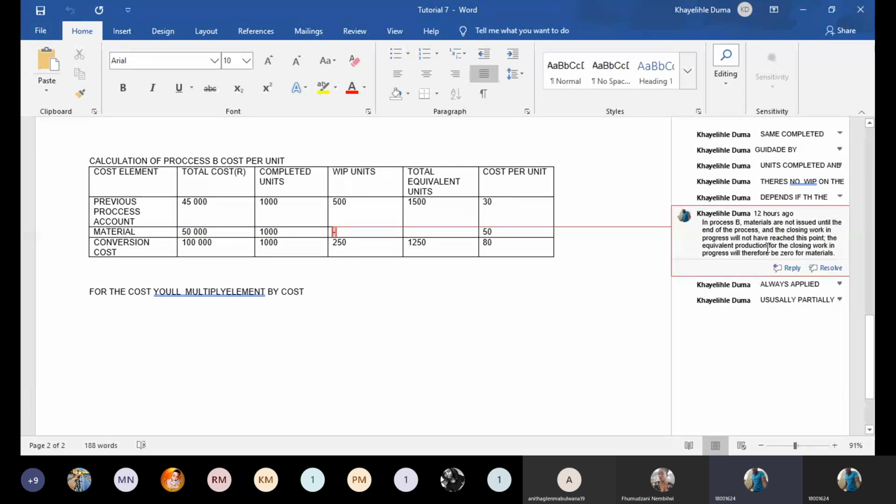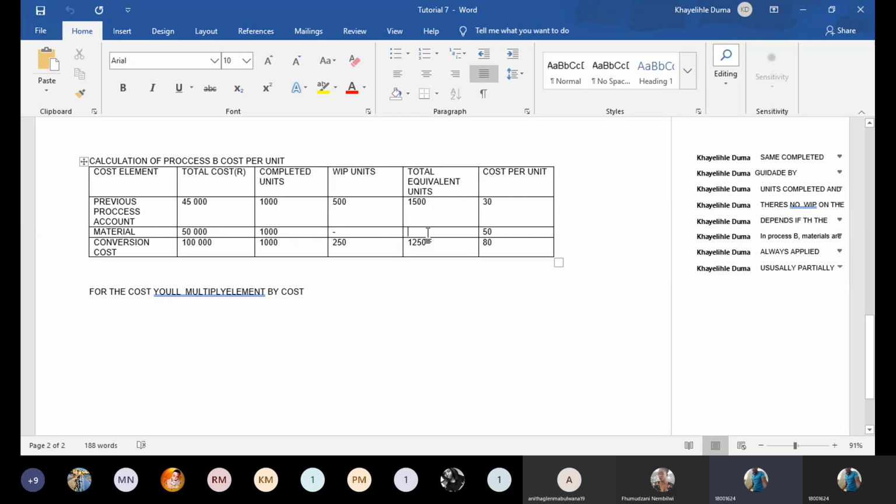So just claim that if the materials are issued at the end of the process, then you will not have any closing work in progress, right? So the work in progress is going to be dash. Then the total equivalent units are going to be 1,000. I forgot to type that, but it's fine. Then to get the unit cost, you're going to say the 50,000 divided by 1,000. Then that's it. You're going to get that. That's fine. Then we are done as far as material is concerned.